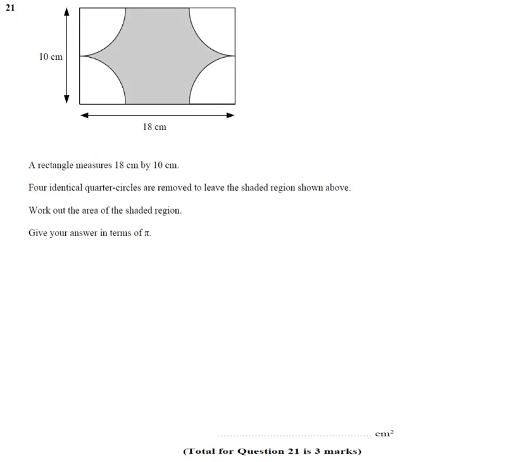Question 21. A rectangle measures 18 centimeters by 10 centimeters. There are 4 identical quarter circles removed to leave the shaded region shown above. Work out the area of the shaded region. Give your answer in terms of pi.